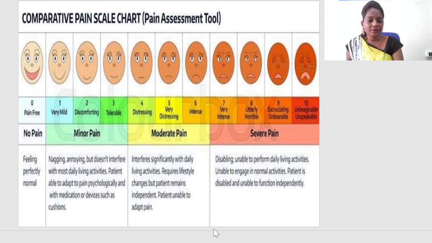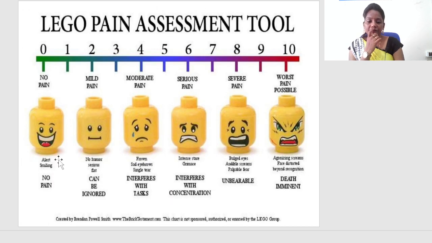So everybody knows this is a comparative pain scale: pain free, no pain, mild pain, moderate pain and severe pain, based on the expressions. And they made a pain scale. So that is about visual analog scale. And these are all different kinds of scales they are using.